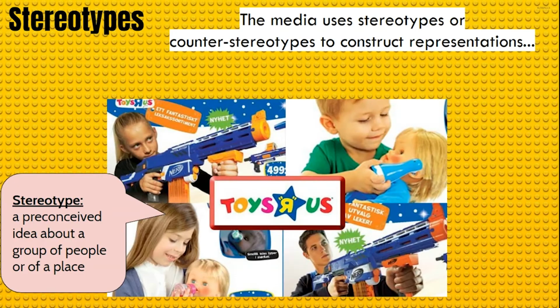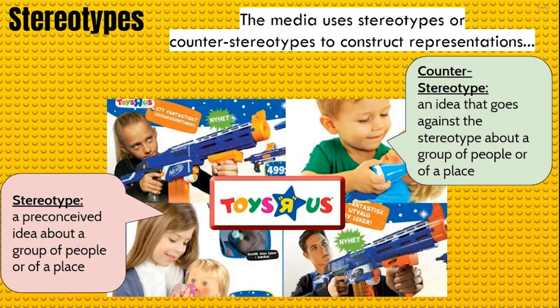The problem with stereotypes is that they group a large number of people as being the same, rather than as individuals. So sometimes the media will use counter-stereotypes to help change attitudes. A counter-stereotype is when an idea goes against the established stereotype of a person or place. And you can see here some examples of what that would look like when it comes to toys.